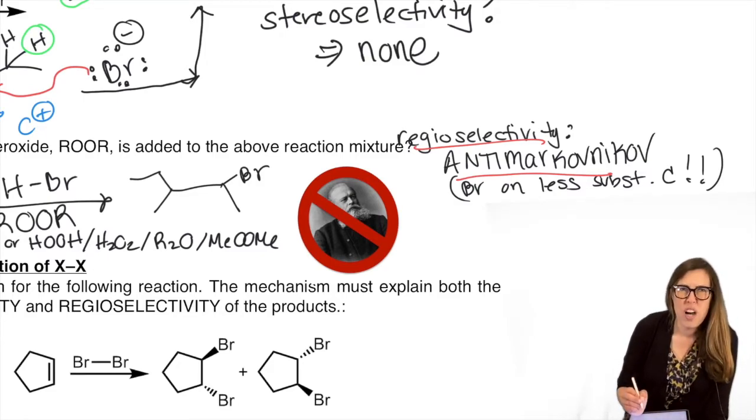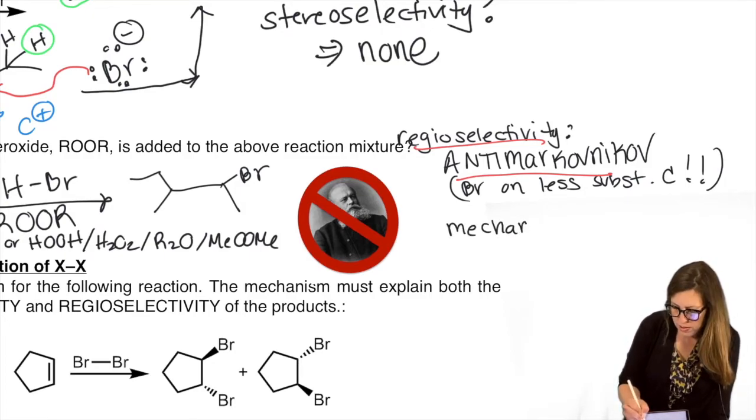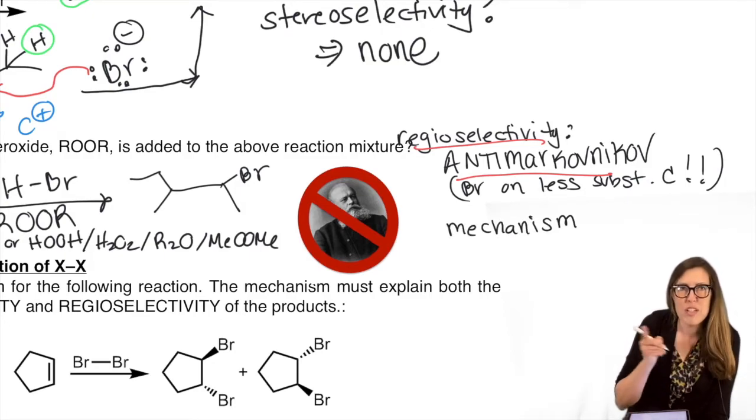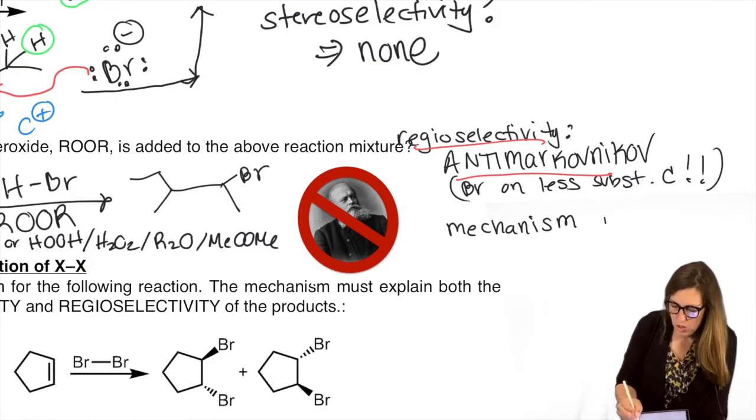we're going to want to know why. It must mean we're not using the carbocation. The answer is usually in the mechanism, right? But unfortunately, we're just not ready for that mechanism. It's its own chapter in and of itself, the radical mechanism. So I'm going to say mechanism to be discussed.